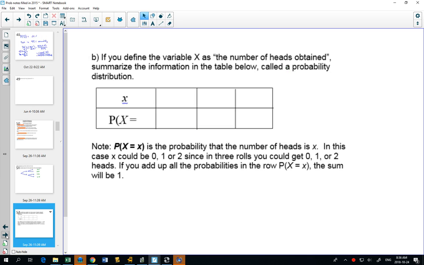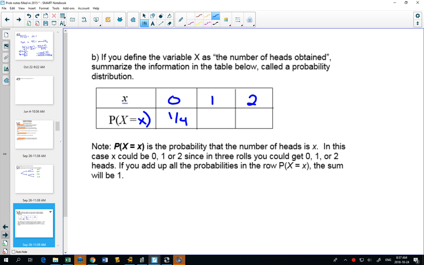What we can do with this data is create a probability distribution. The way it works is you pick one of your variables to be, in this case, the number of heads obtained. If you toss a coin 2 times, there's 3 possibilities. You could get 0 heads, 1 head, or 2 heads. In a probability distribution, we write, what's the probability X equals x? If we look at our sample space, there were 4 possibilities. What were the chances of getting 0 heads?